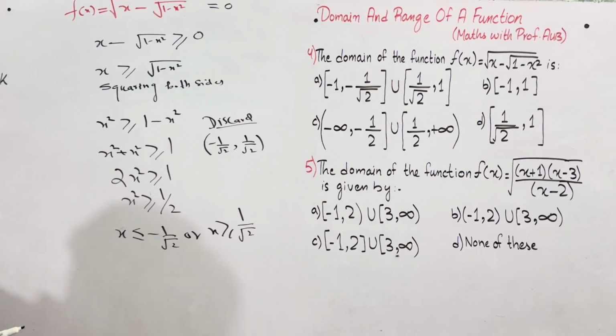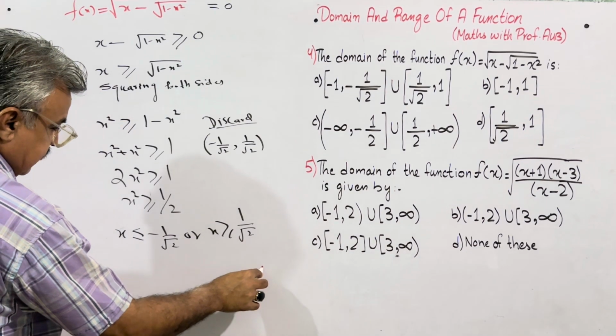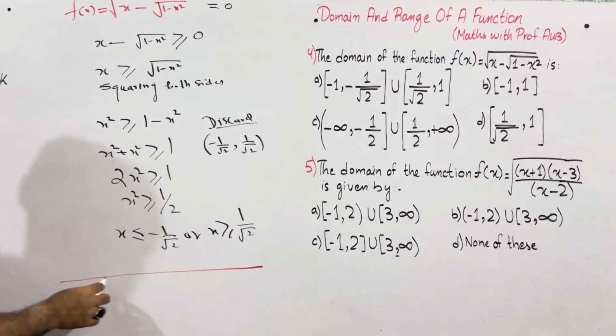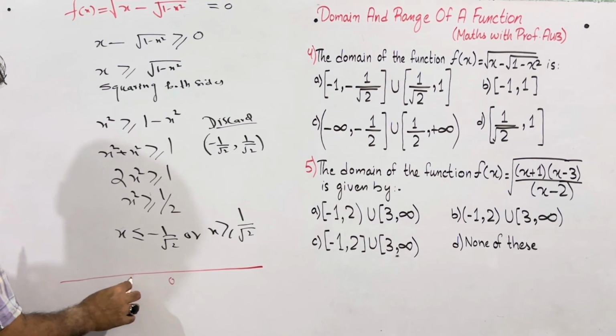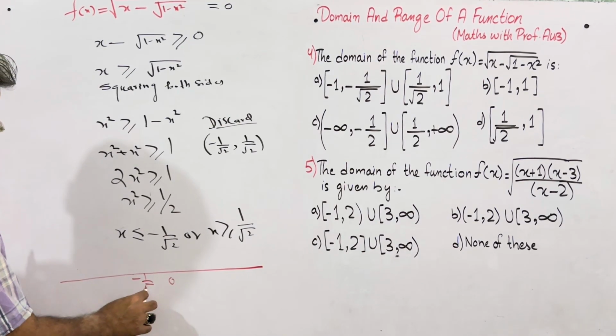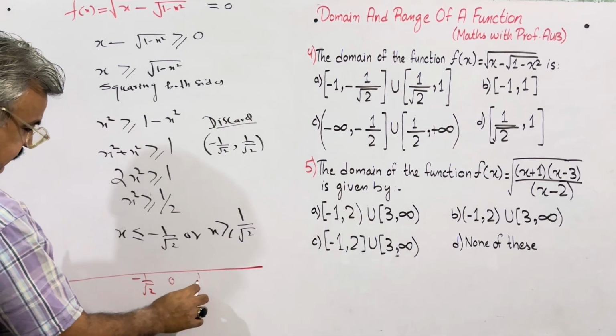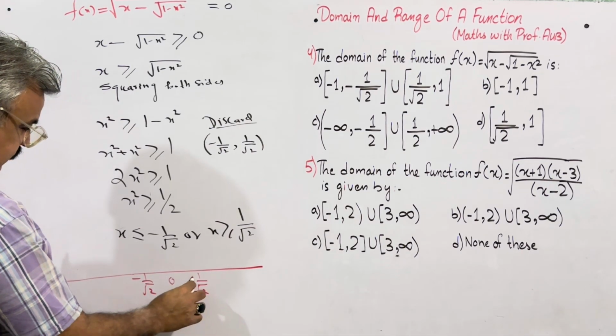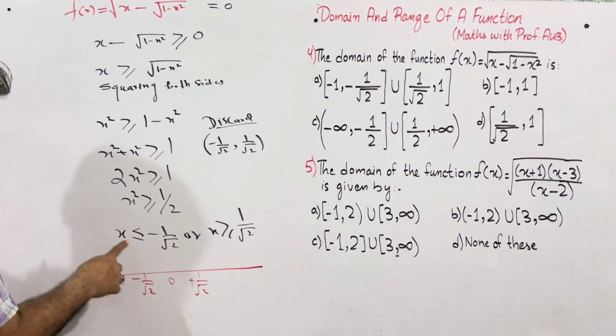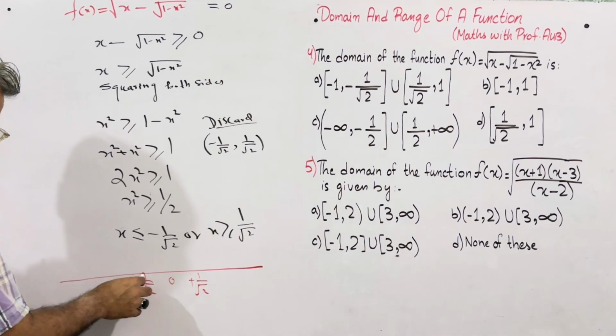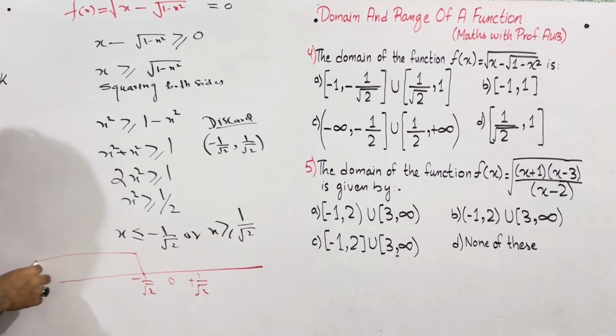Let's see its representation on a real line, on the x-axis. Okay, that's 0. That is somewhere minus 1 over square root 2, that is less than positive 1 over root 2. It means x is less than this one, means we have to travel towards the left hand side.